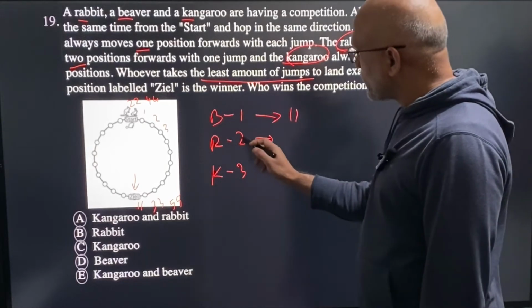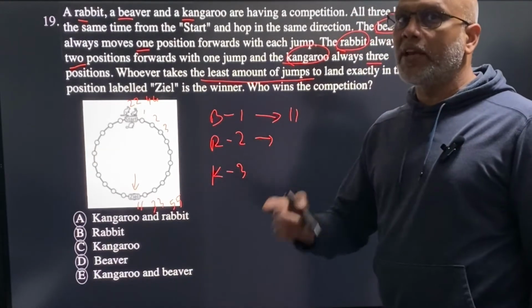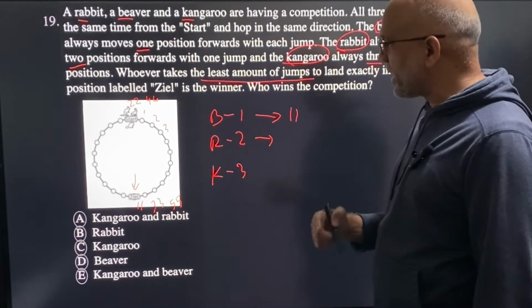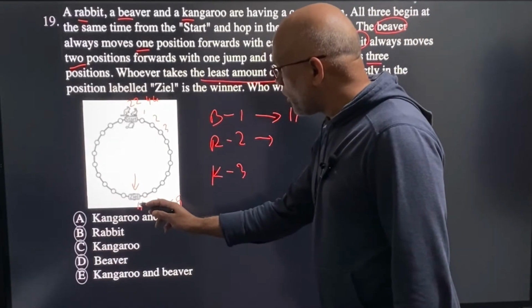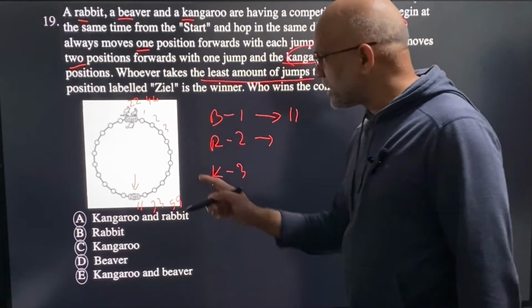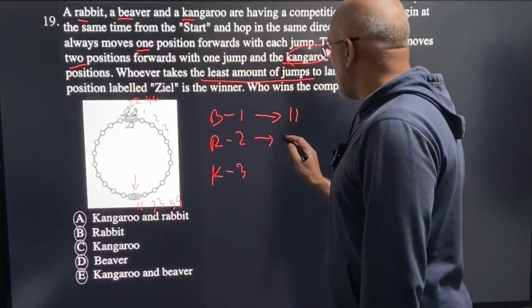So as you can see, the rabbit is going to land only on even numbers, right? 2, 4, 6, 8, like that. And this position is always going to be odd, right? So it is never going to land here. So rabbit, never.